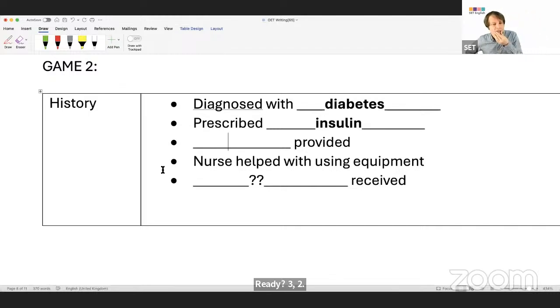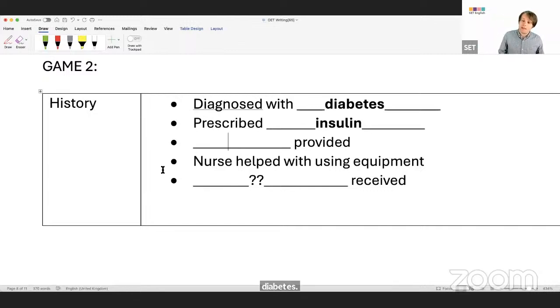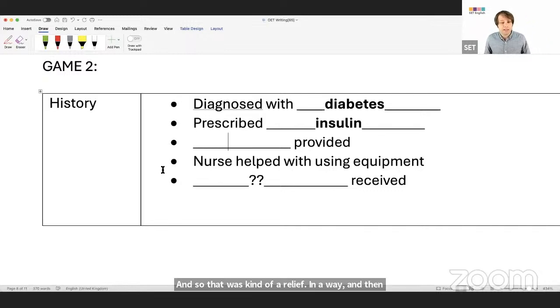Hi, doctor. Nice to see you. So, yeah, basically, previously, my first doctor misdiagnosed me with stress and depression, but actually, it turned out to be type 2 diabetes. So that was kind of a relief in a way. And then insulin was prescribed, which was really great. And then, to be honest, I was able to manage my condition with the insulin that was provided. And, you know, a nurse was really helpful. She showed me how to use the equipment. And also I've had counseling because that's been a real difficulty for me.